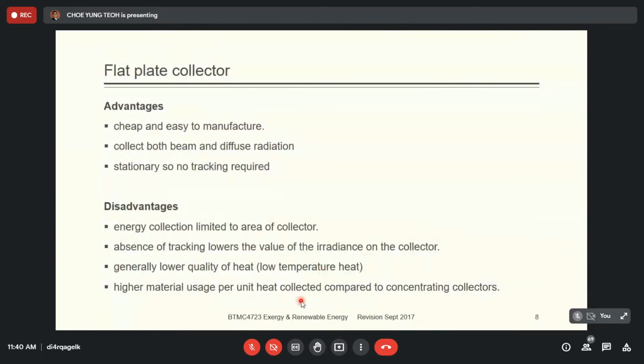This is the advantages and disadvantages of the flat plate collector. The first advantage: cheap and easy to manufacture. No moving part, so of course it's very cheap.